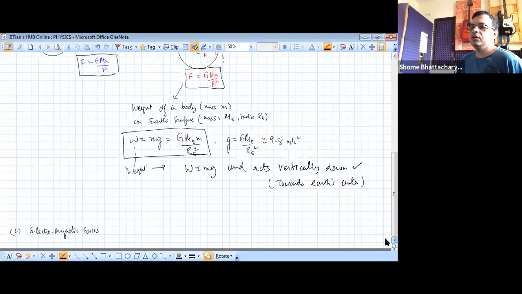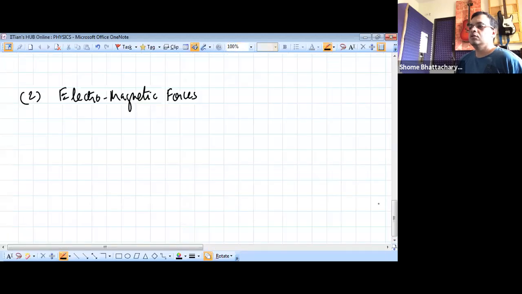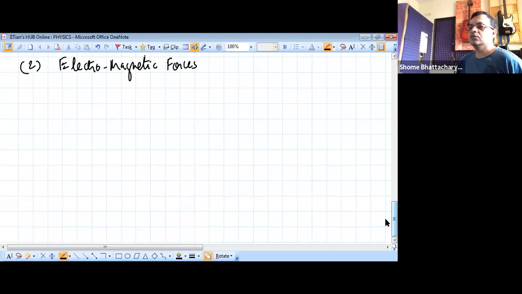Now moving on to electromagnetic forces. So this is divided into two categories, electromagnetic forces. So basically the general definition of electromagnetic forces is it is the interaction between charges or charged particles.